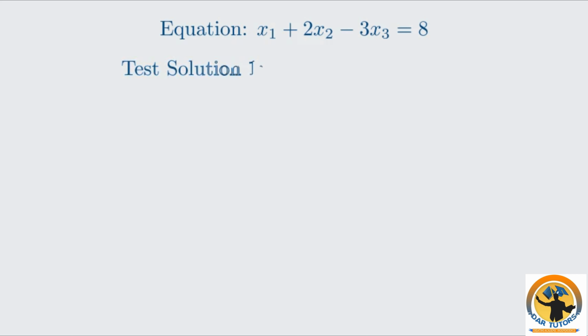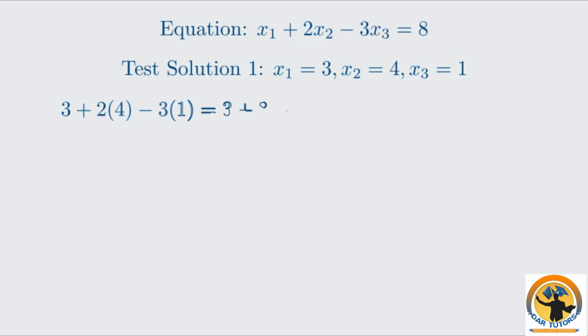A solution to a linear equation is a set of values for the variables that makes the equation true. Let's consider the equation x1 plus 2x2 minus 3x3 equals 8. Is the set of values x1 equals 3, x2 equals 4, and x3 equals 1 a solution? Let's substitute these values into the equation. We get 3 plus 2 times 4 minus 3 times 1, which simplifies to 3 plus 8 minus 3, which equals 8. Since 8 equals 8, this set of values is a solution.